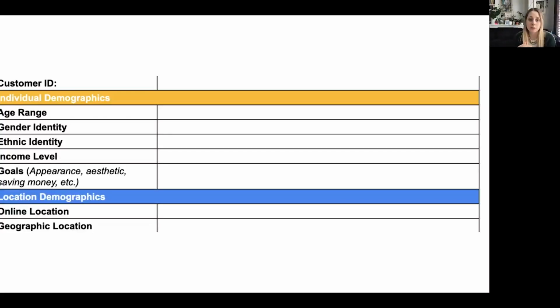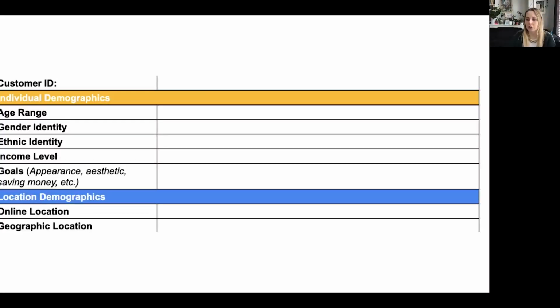So different people will have different goals that include appearance, aesthetic, saving money, environmental factors, personal customization, those kinds of things. So what do your individual customers care about? And what are their goals, and what are they trying to represent to the world?